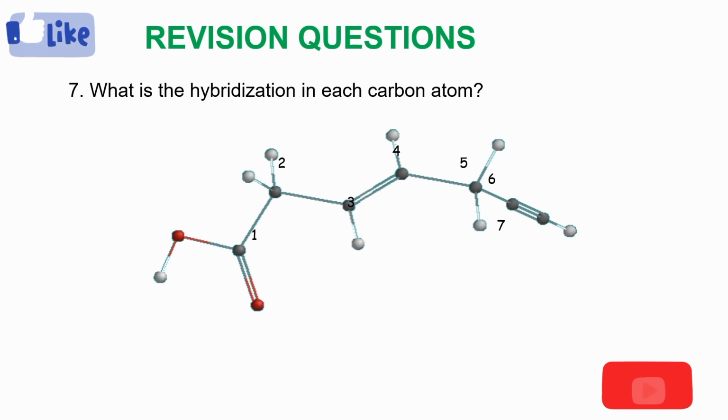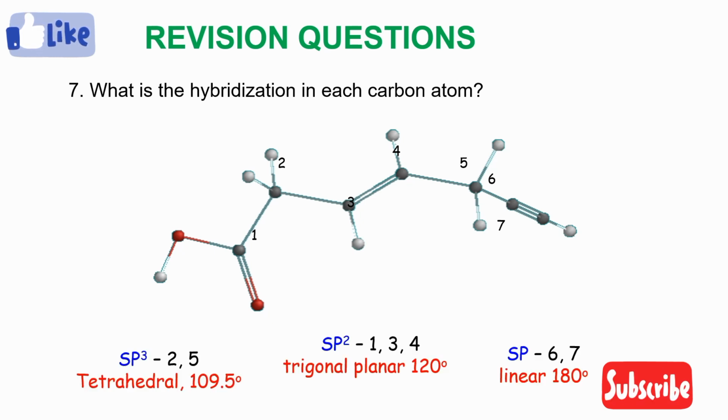But carbon 6 is sp because it's unsaturated. Carbon 7 is also sp because they are unsaturated. Now, if you look at carbon 6 and 7, they are super unsaturated because they have a triple bond.